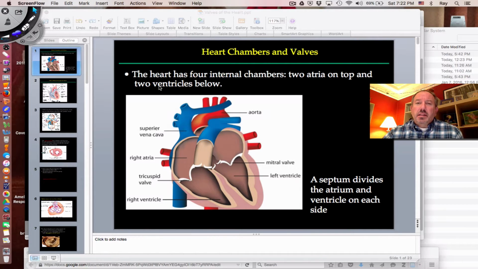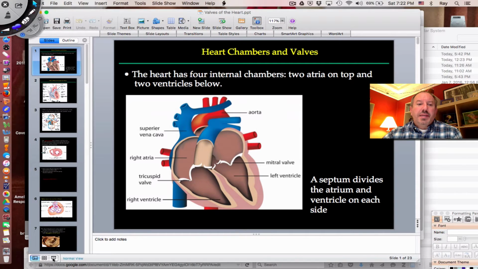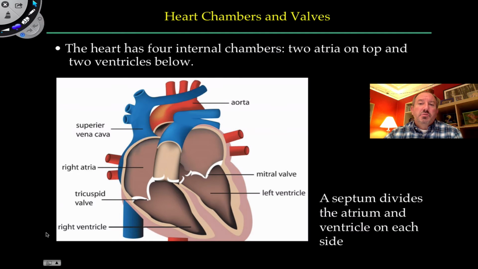I'd like to talk to you in particular about the valves of the heart. There are four valves that are really important in the heart. Before we get into that discussion, I want to go over the general anatomy of the heart so that we can be most familiar.